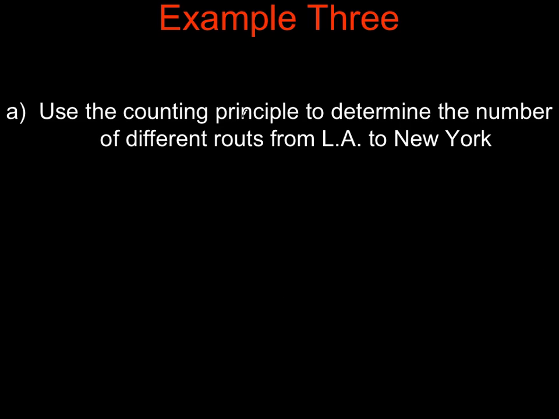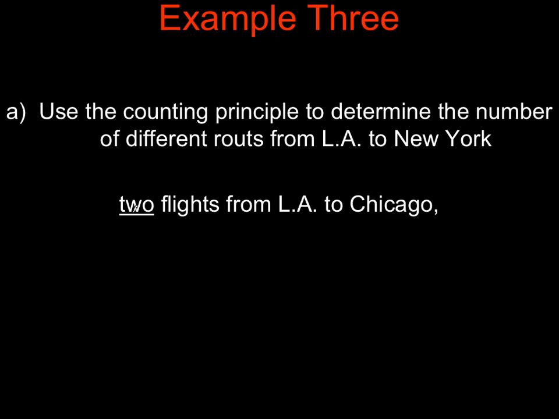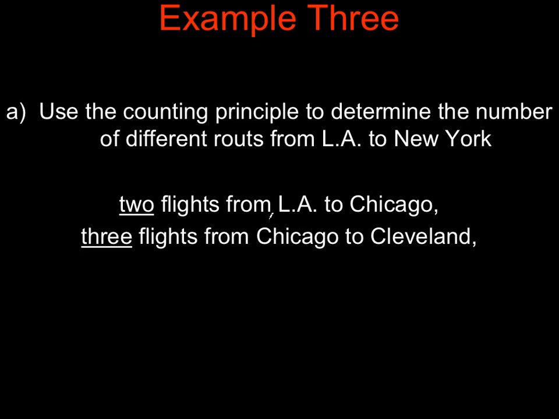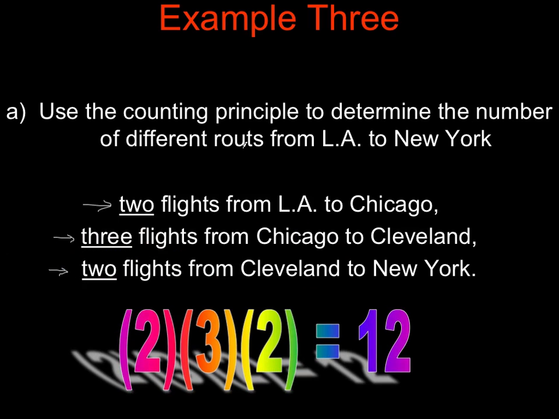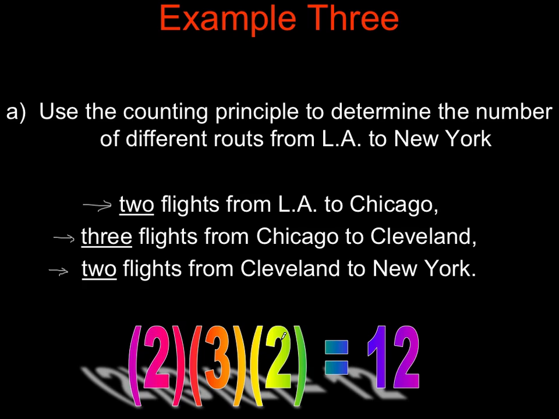Okay, it says use the counting principle to determine the number of different routes from LA to New York. Well, remember there were 2 flights from LA to Chicago, 3 flights from Chicago to Cleveland, and then 2 flights from Cleveland to New York. So the fundamental counting principle says we just take the number of possibilities for each experiment and multiply them together to get the number of different routes. So here we would just do 2 times 3 times 2, which is 12.